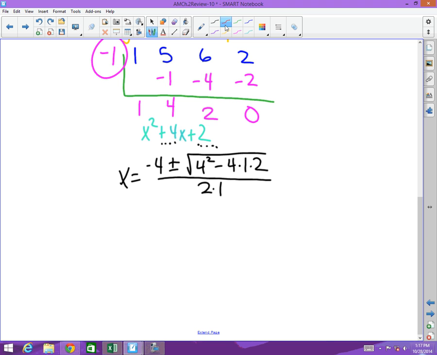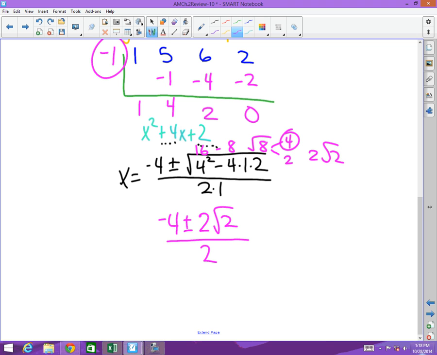And then doing all of the math for this, 4 squared is 16, 4 times 1 times 2 is 8, and 16 minus 8 is 8. And so you have the square root of 8, which you can factor to 4 times 2, and the square root of 4 is 2, so it's 2 square root of 2. And so therefore, you have negative 4 plus and minus 2 square root of 2 all over 2. And then because these are all divisible by 2, you can then write negative 2 plus and minus the square root of 2. And so those are 2 roots as well.